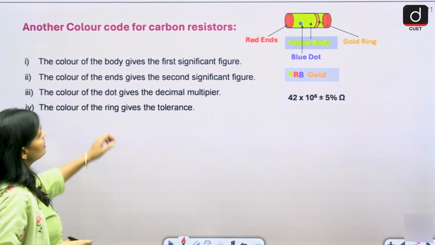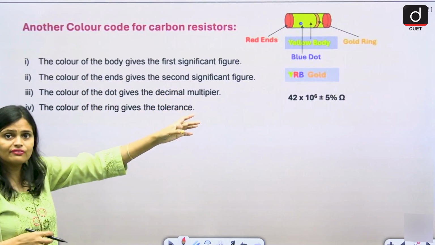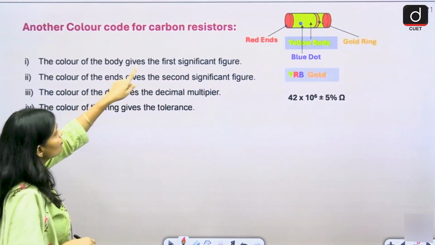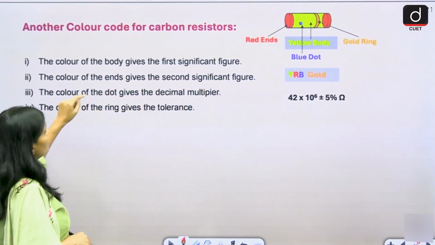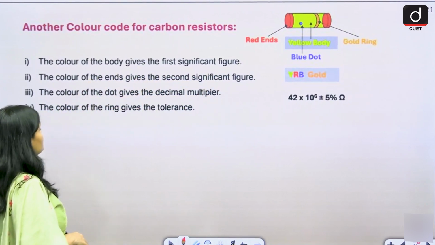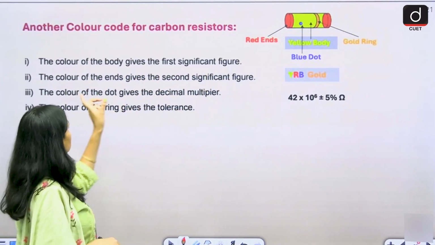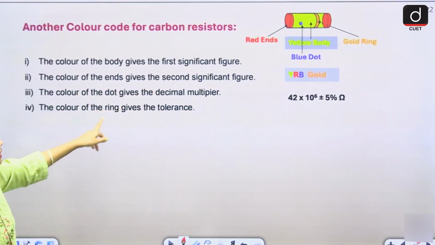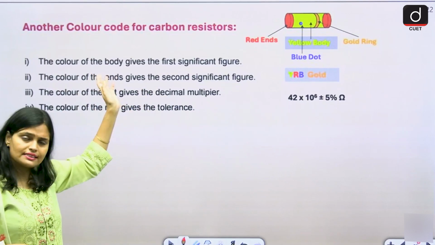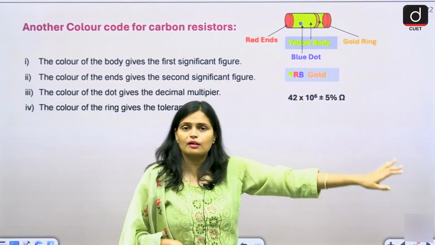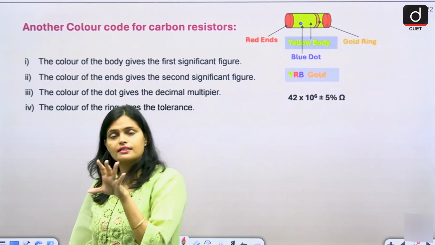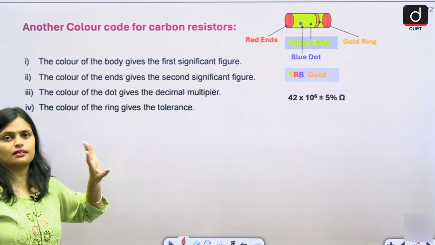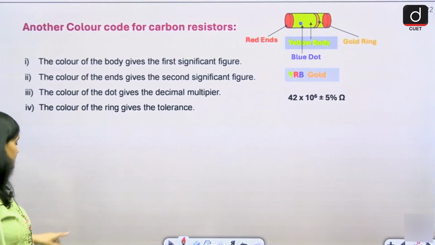Another color code carbon resistor is, this is another type of resistor where you have a body, two ends and the ring. The color of the body gives you the first significant figure, the end gives the second significant figure. The decimal multiplier, the color dot, here they have a dot also, the dot will give you the decimal multiplier, and the ring gives you the tolerance. So as it was for that one, similarly for this one also you have some codes, the same list you will have to remember. This is another type of resistor. So you just have to practice this. It is only after practicing that you may get it.